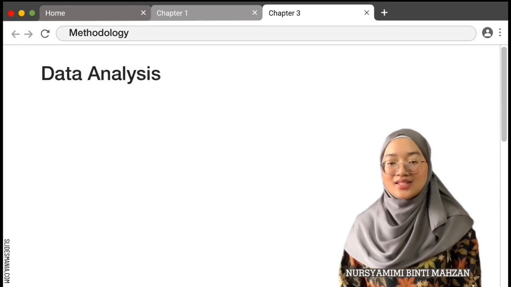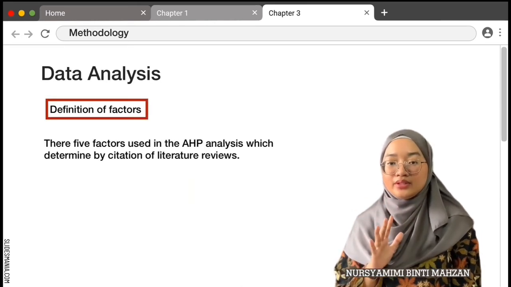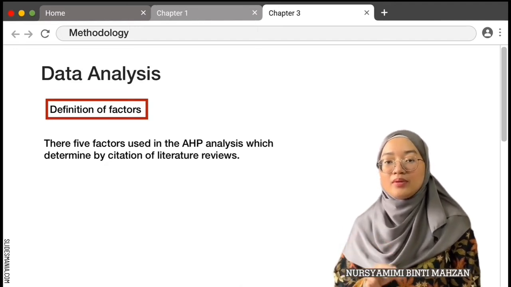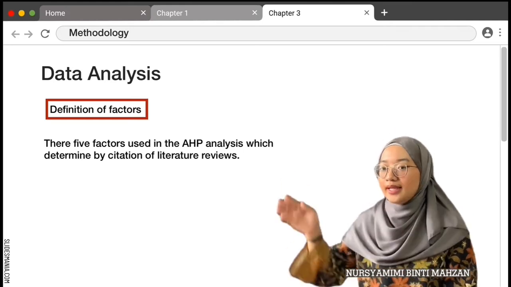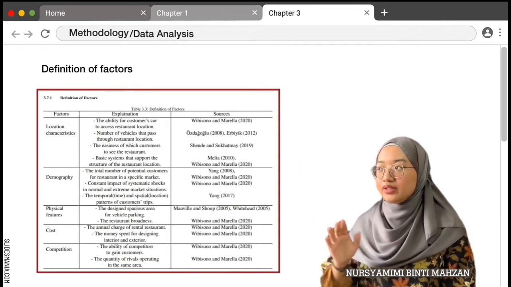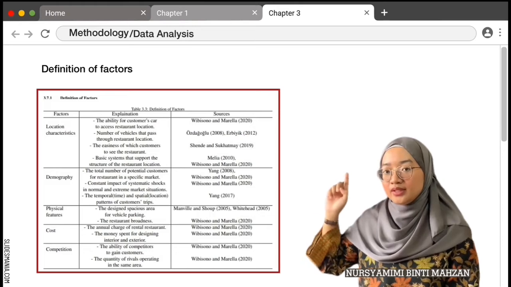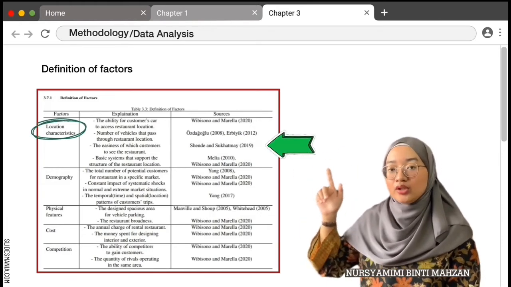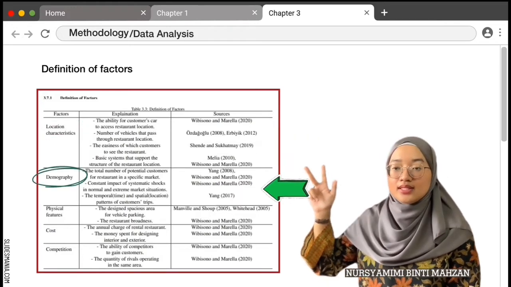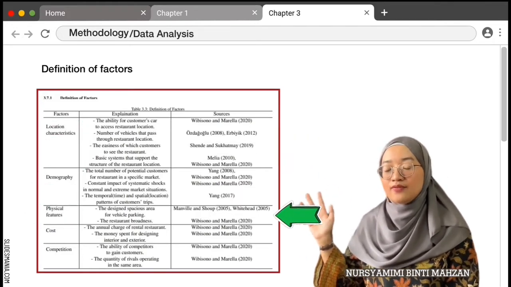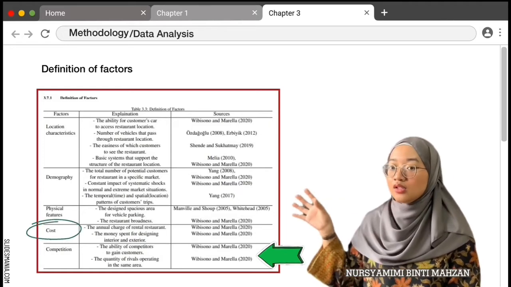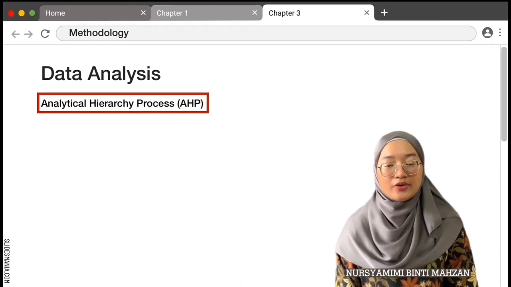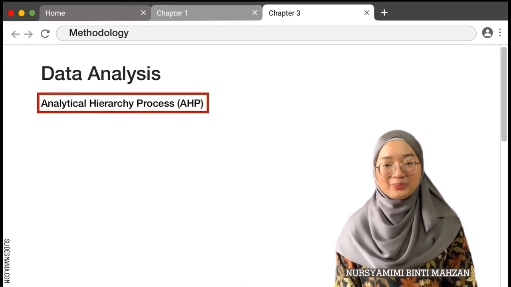Lastly, the data analysis. There are 5 factors that the study will analyze using the AHP method. The 5 factors were determined by looking at the literature reviews. As seen in this table, there are 5 factors and the explanation and the sources for each factor. The first factor is the location characteristics, the second factor is the demographic, the third factor is the physical feature, the fourth factor is the cost, and the last factor is the competition. Lastly, the analytical hierarchy process, also known as AHP.